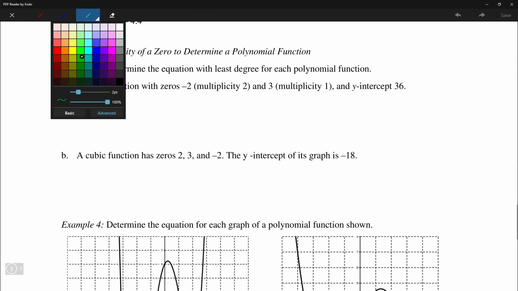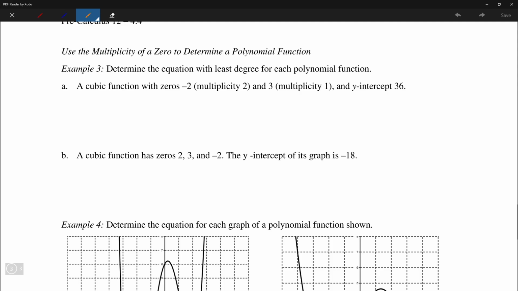Now, this is a tricky question, but the setup usually goes like this. So we have y equals, and then we have this placeholder here, a. Okay, we're just going to leave the coefficient here for now. And then the next part is constructing the zeros -2, so x plus 2. It has multiplicity 2, so squared. And then the other 0 is at positive 3, so x minus 3, and has a multiplicity of 1. So we could write the 1 here, or we can just not write the 1. It is understood that it's to the first power.